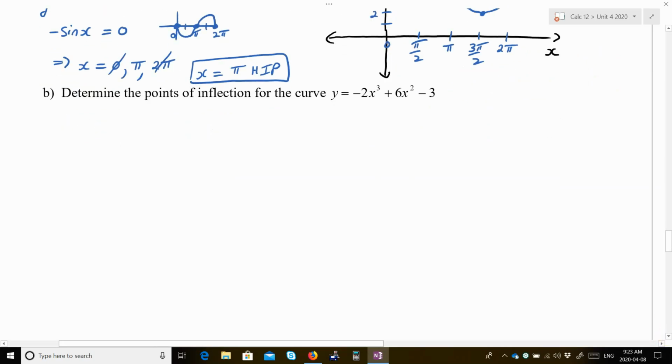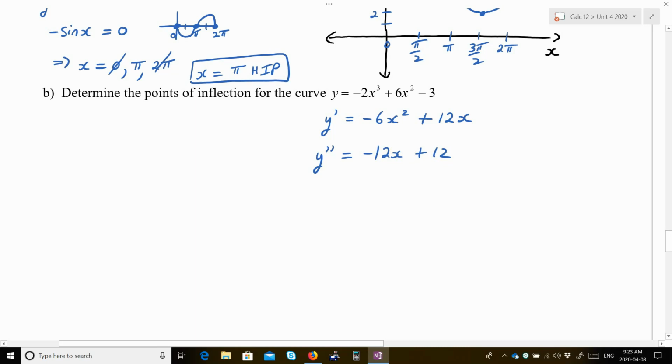All right, let's try letter B. Determine the points of inflection for the curve shown there. Okay, so we need to get the second derivative. So the first derivative is negative 6x squared plus 12x. The second derivative is negative 12x plus 12.